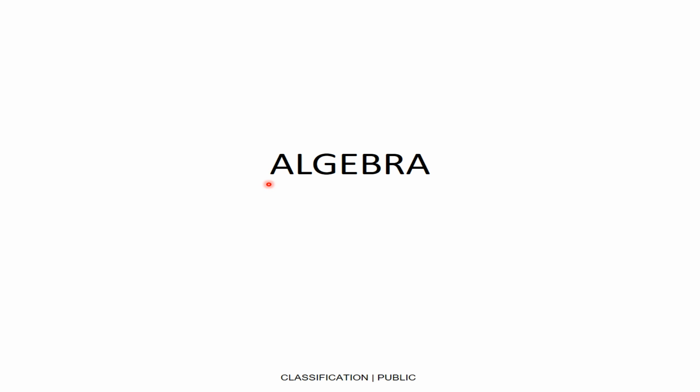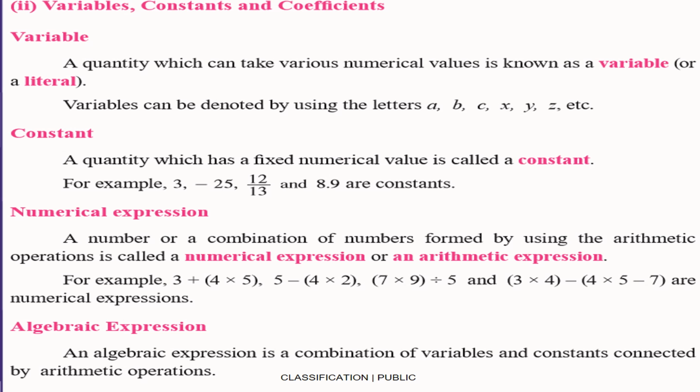Good morning, students. Today we are going to discuss algebra. First, we have to know about variables, constants and coefficients. What is a variable? A quantity which can take various numerical values is known as a variable. Another name is literal. How do we denote a variable in algebra? We take any small alphabet letters, a to z.